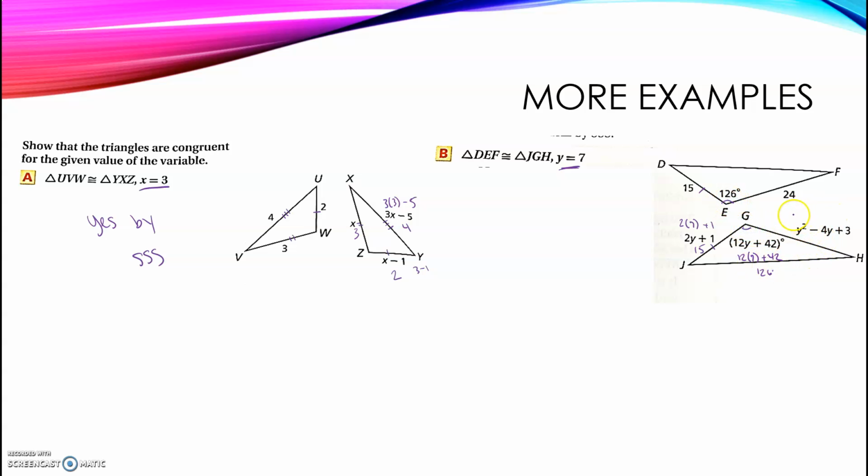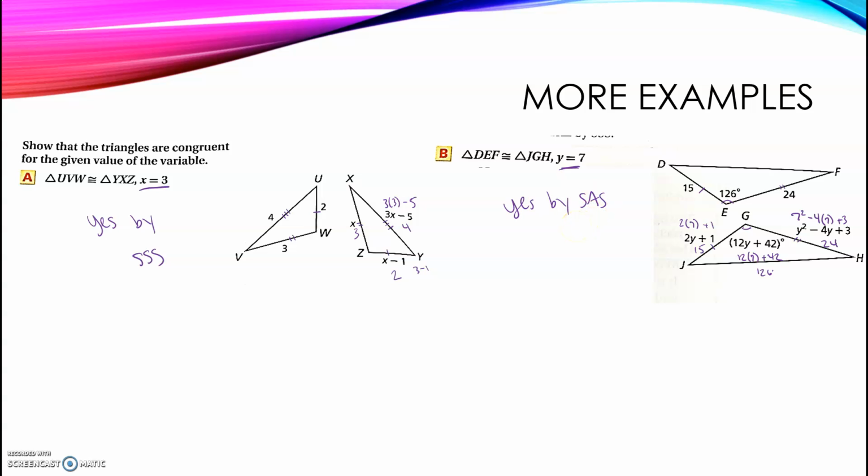And yikes, squared. 7 squared plus minus. Just kidding, that's a minus. Minus. So 49 minus 28 plus 3. And we should get 24. So yes, these are congruent, yes, by side, angle, side.